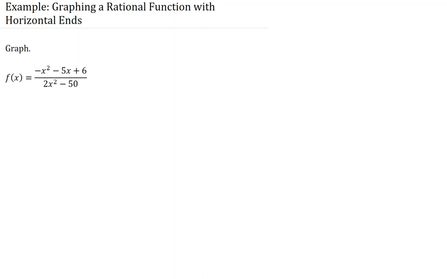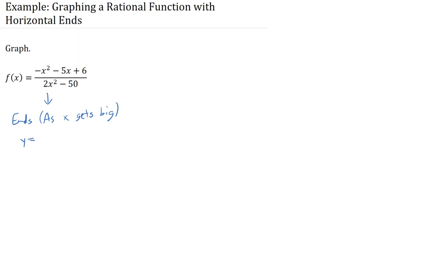Here we're going to do an example of graphing a rational function that has horizontal ends. In this version, this rational function is already in descending order on the top and the bottom, and it's not factored, so that's going to make it really easy to identify leading terms, which will help us identify the ends. Those are what happens as x gets big positive x values and big negative x values.